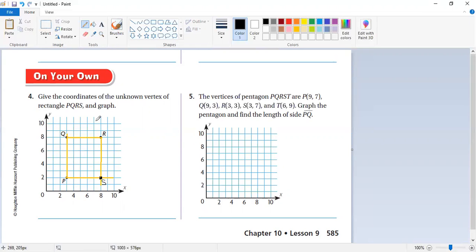Okay, so P, Q, R, and S. So what is the core? What are the ordered pairs for these points? For this point, why am I using plural? Okay, what is the ordered pair for this point?